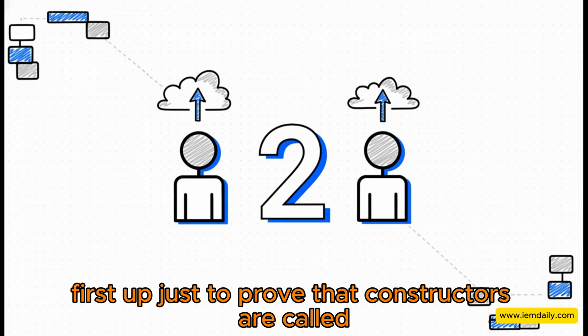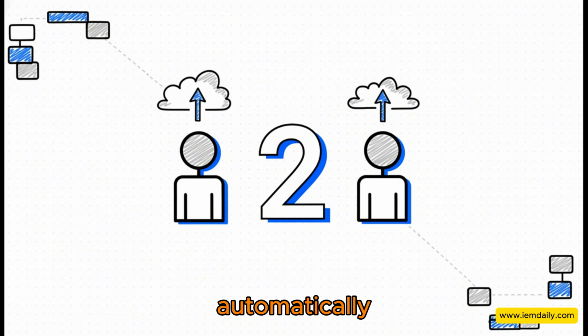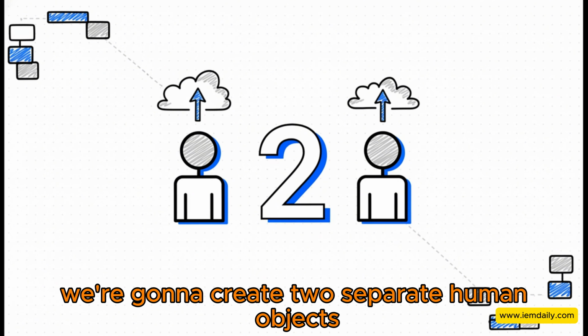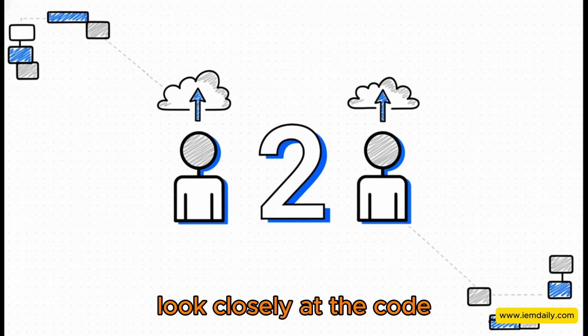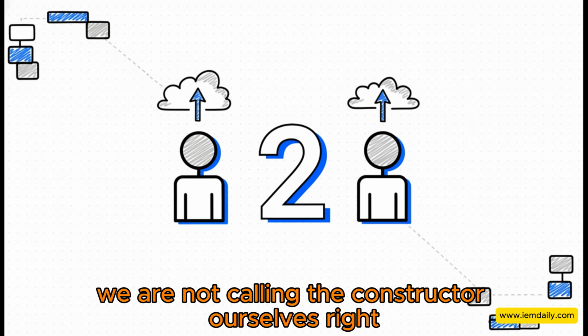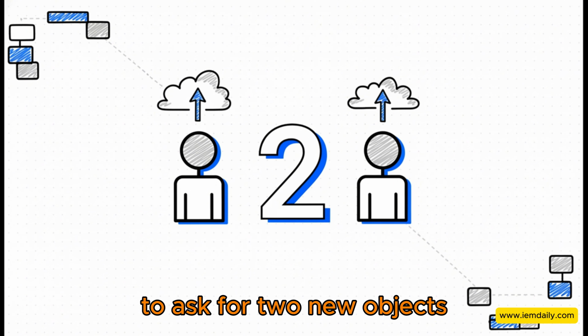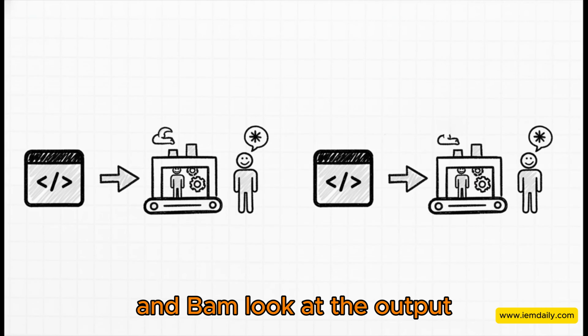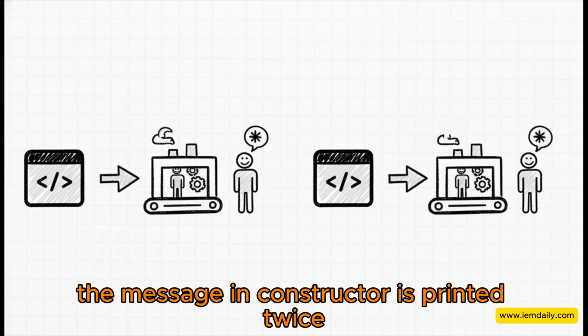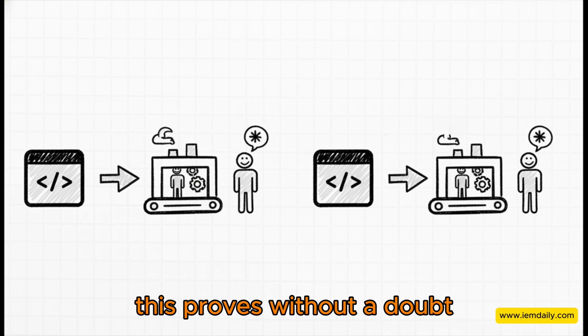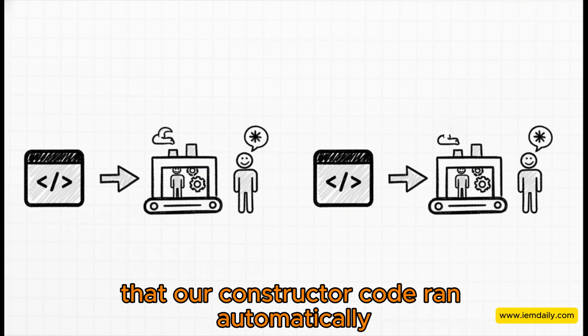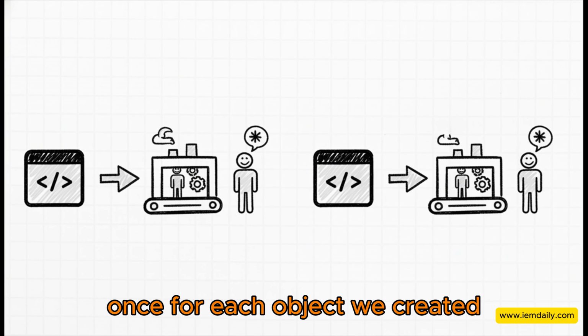First up, just to prove that constructors are called automatically, we're going to create 2 separate human objects. Look closely at the code. We are not calling the constructor ourselves, right? We're just using the new keyword twice to ask for 2 new objects. And bam! Look at the output. The message in constructor is printed twice. This proves, without a doubt, that our constructor code ran automatically once for each object we created.